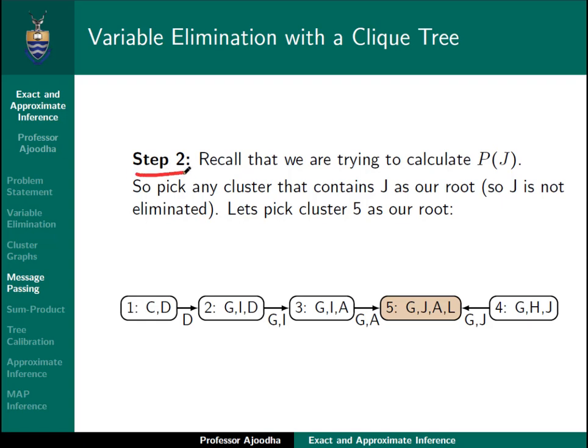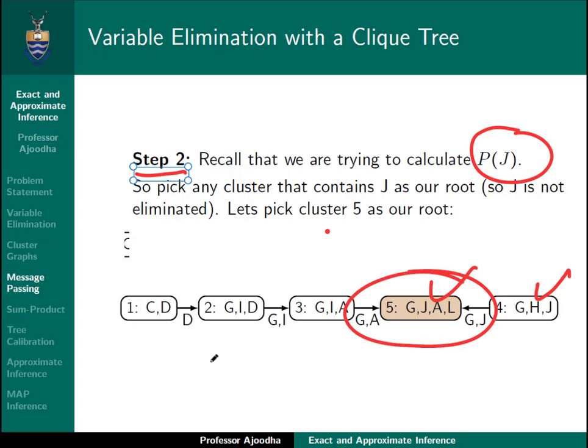Step two. We want to calculate P of J, so we need to pick any of these clusters that have J. We can pick this one, or we can pick this one. We're going to pick this one for the sake of the slides. We pick any of the clusters that contain J and make that our root. In this case, we're going to pick 5 to be our root. We could have picked 4 as well.